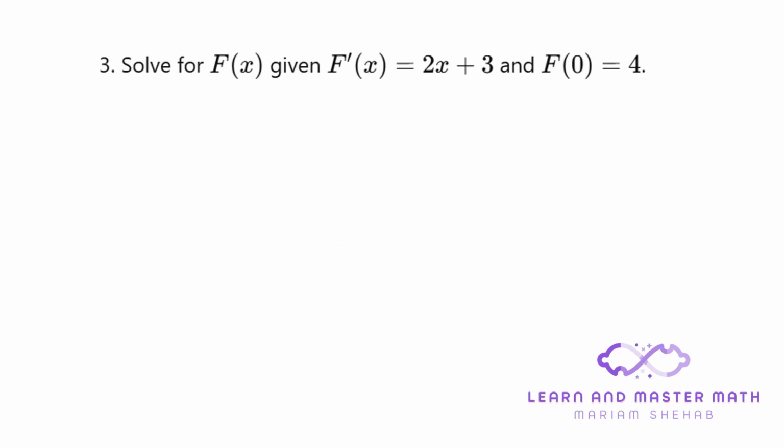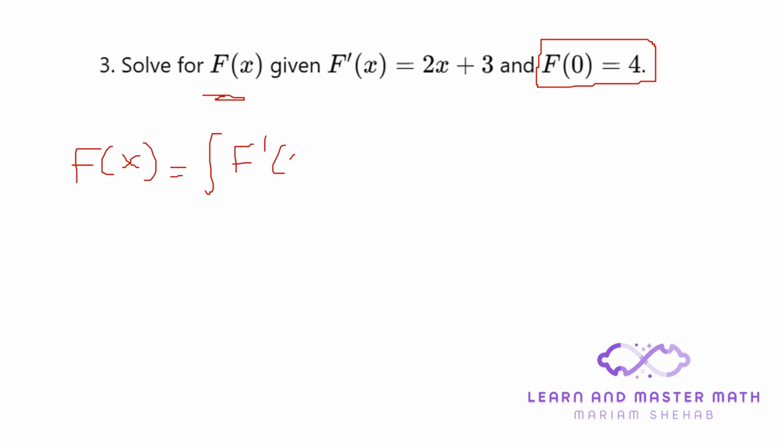Now let's do an initial value problem, where you have to find out that c. For this, I should give you an extra given, a point to use after your integration to find c. Given that f prime equals 2x plus 3, we should find f of x. So here, f of x is the integral of f prime of x dx.